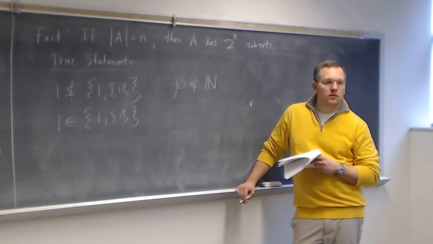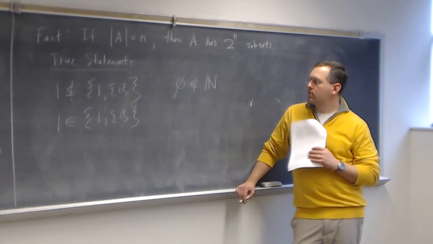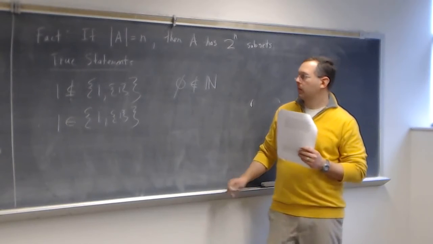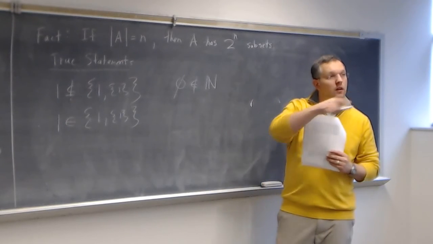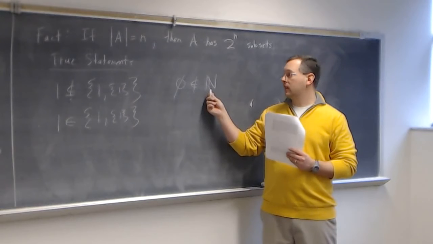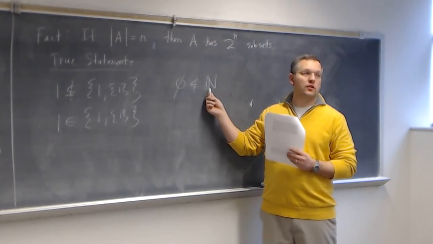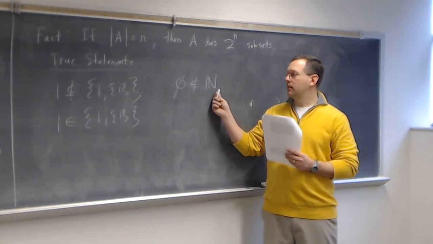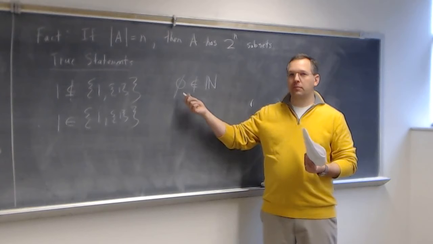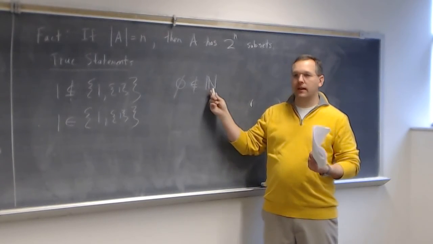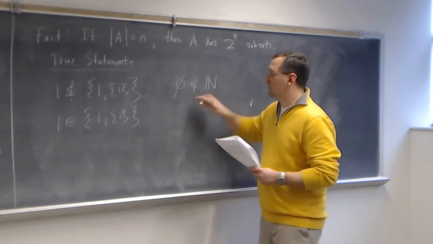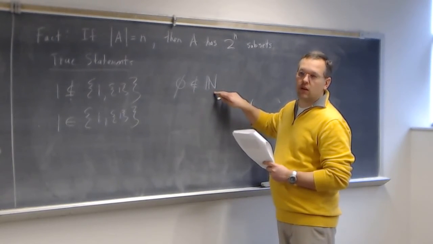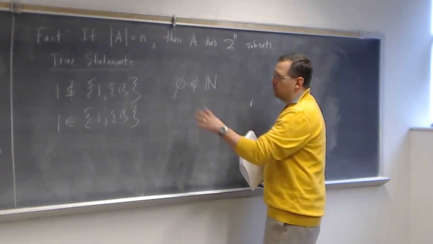The set of natural numbers doesn't contain any sets. Sorry? The natural numbers don't contain any set. Yeah, so the elements of the natural numbers are numbers. They're not sets. So that's why this set is not an element of this set. Is the empty set a number? No, so it can't be a natural number. This says the empty set is not an element of the natural numbers.